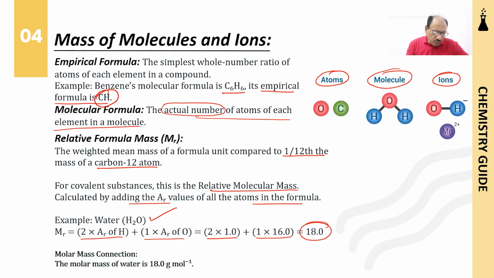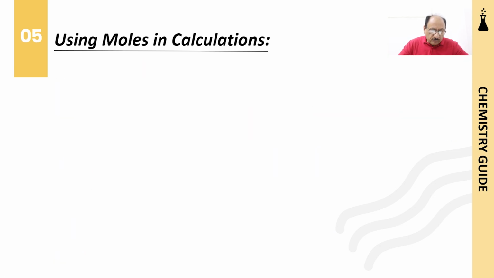Then the molar mass connection. So the molar mass of water is 18 grams per mole. Using moles in calculations, we can use moles in calculations also. So mass of one, this is like a bridge.